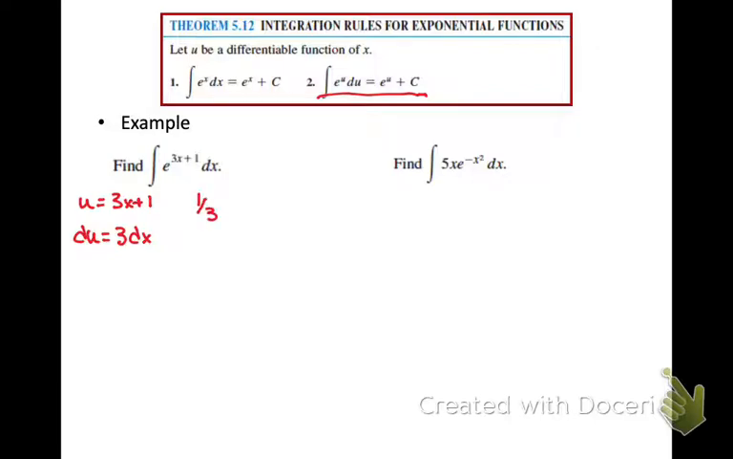The integral of e to the u du. So I have 1/3 and e, and what is u? 3x plus 1, plus c.